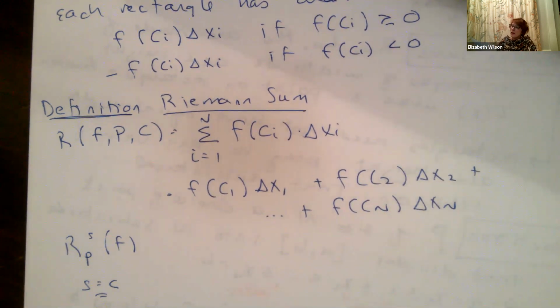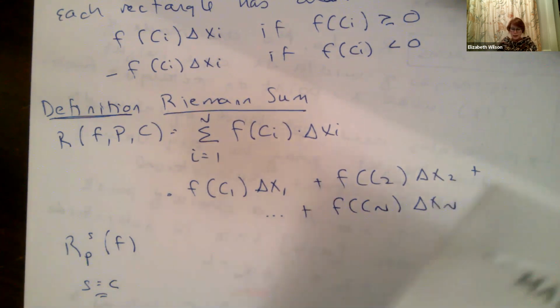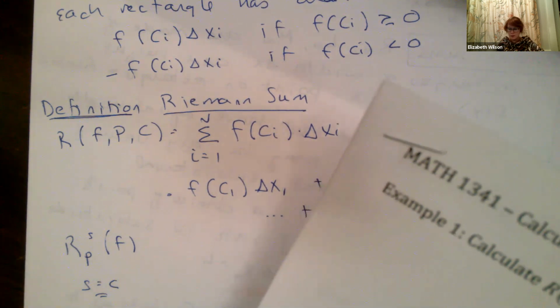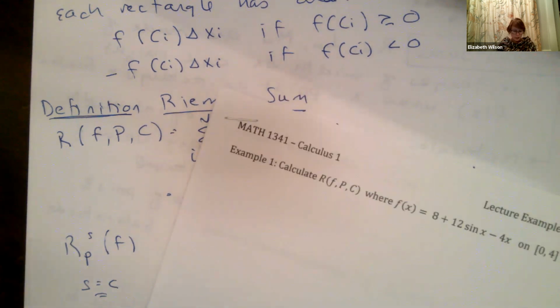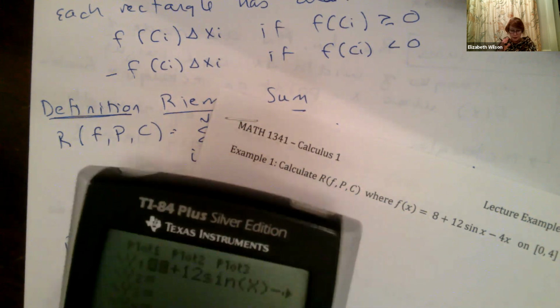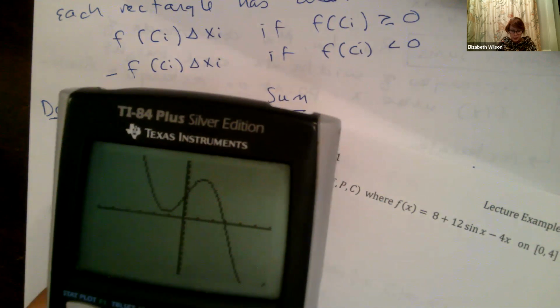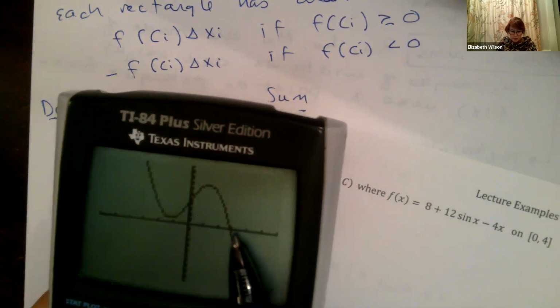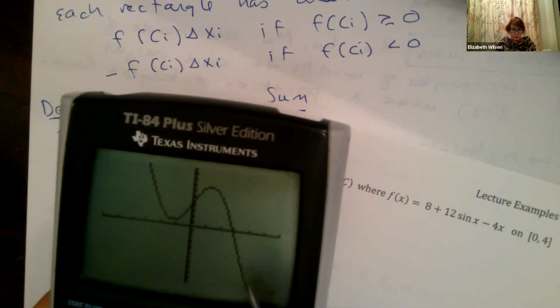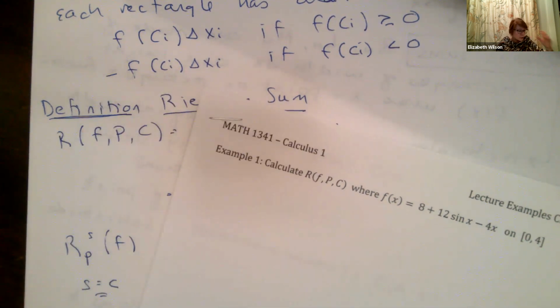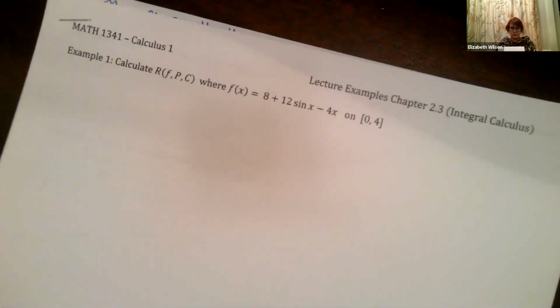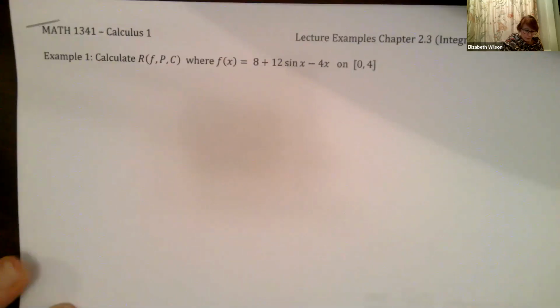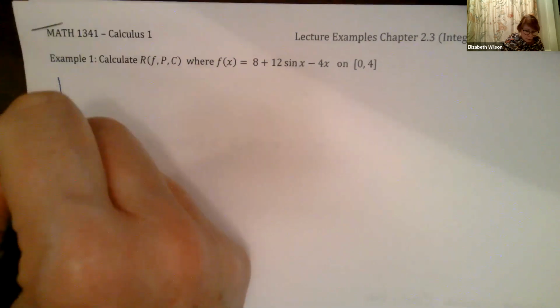All right, so I've got my lecture examples for chapter 2.3. I've got the function 8 plus 12 sine of x minus 4x on this interval. I typed it into my calculator and graphed it out. It looks like this, except I'm going from 0 to 4, so I'm only going from here to here on that interval. Let me draw it out on here just so we can see. I always like a visual.